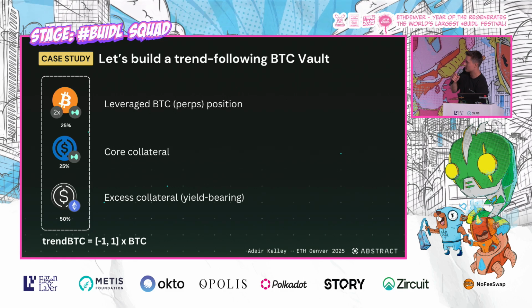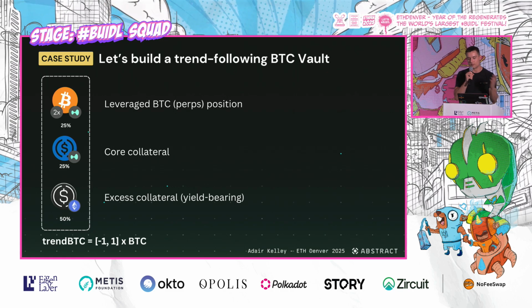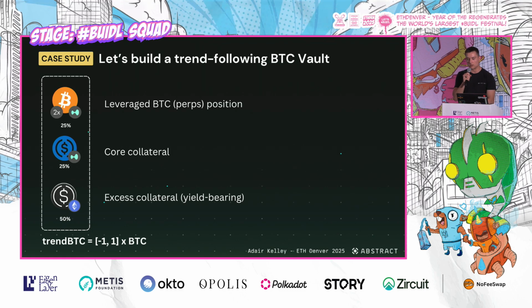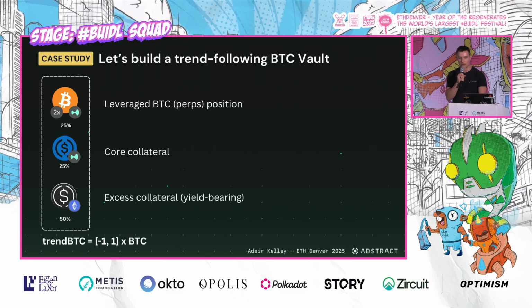At the bottom, you'll see the trend BTC signal can go from -1 to 1, which will be multiplied by the leverage to implement trend following.